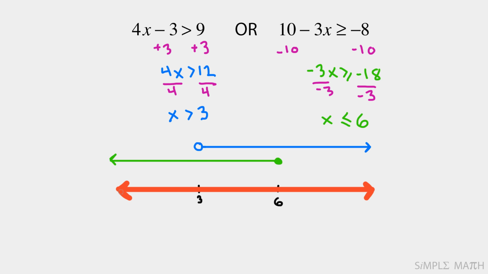Now to write all real numbers using inequality notation, we write -infinity is less than x, which is less than infinity. Likewise, for interval notation, we use parentheses with -infinity on the left, and then we use infinity also with parentheses on the right. Using -infinity on the left tells us that there is no lower bound for x, meaning there is no minimum value for x. And using positive infinity on the right tells us that there is no upper bound for x, meaning there is no maximum value for x.